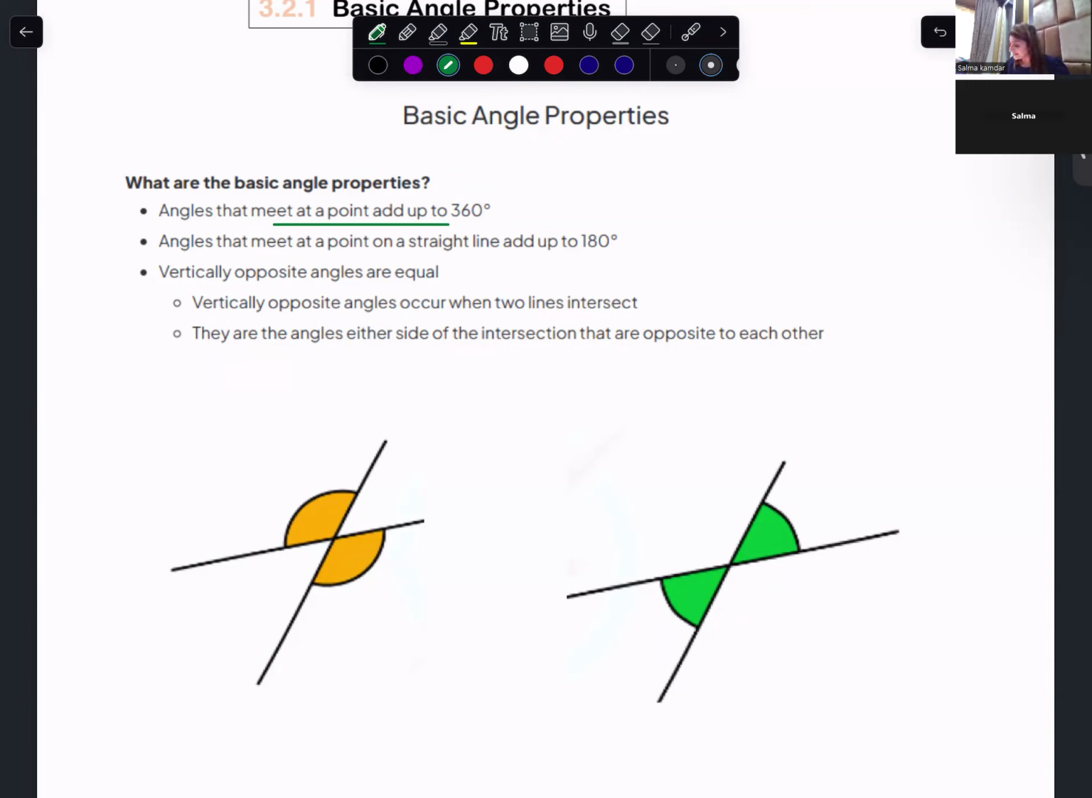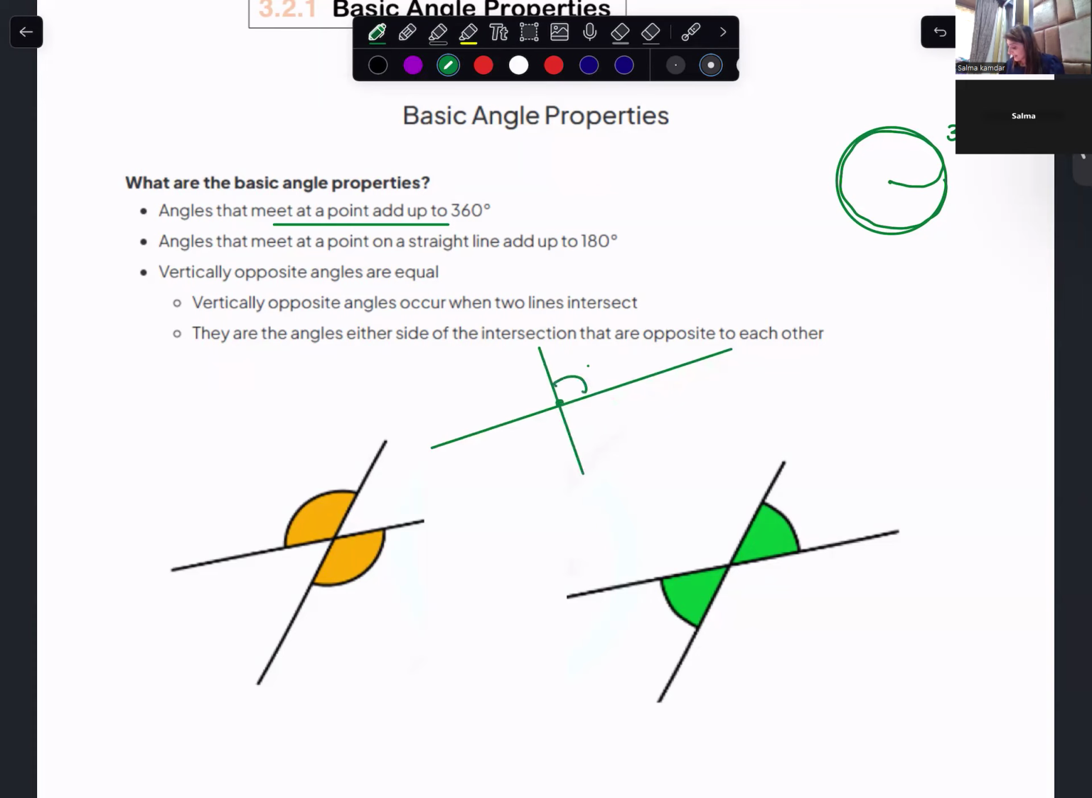I know that the measure of an entire circle is 360 degrees. So angles that meet up at a point: when I say that, it means from this point, if there is an entire rotation, it would end up to 360 degrees. So if I have a point over here, and I have angles.